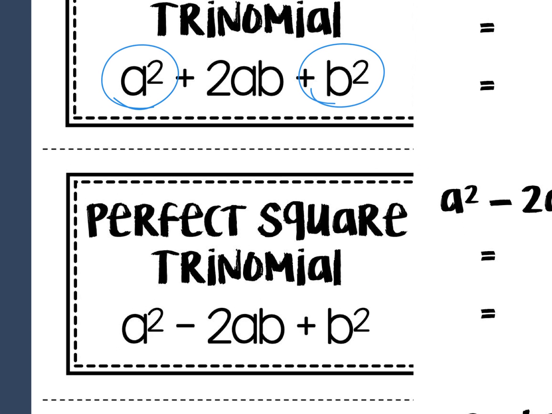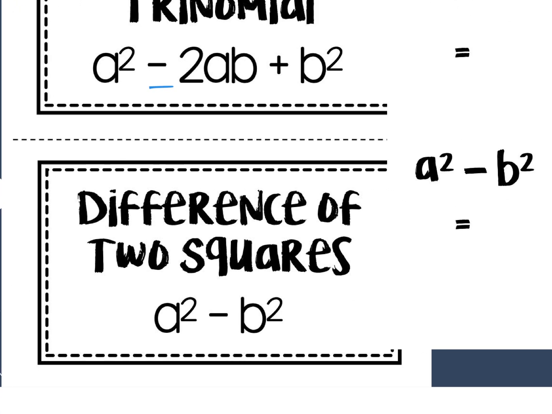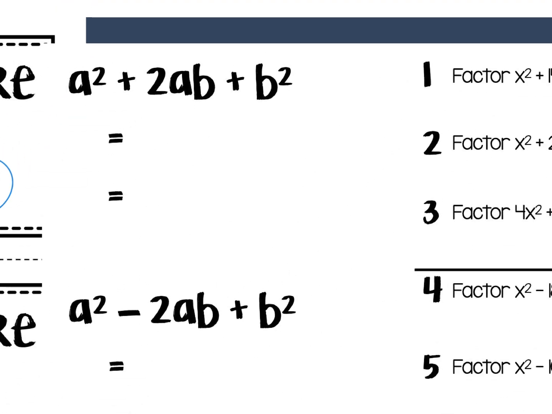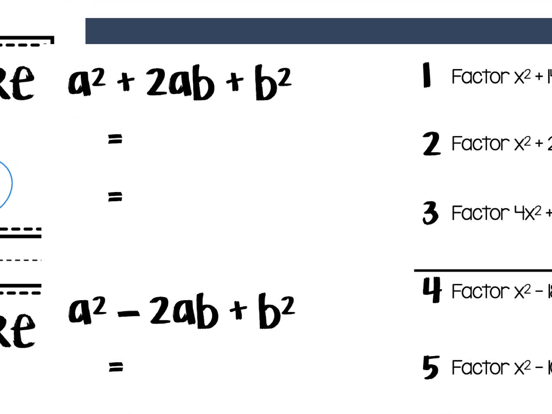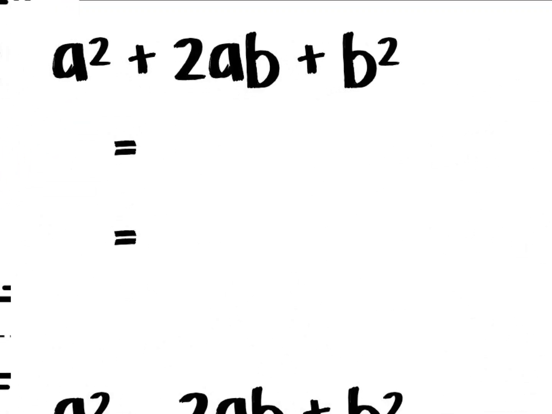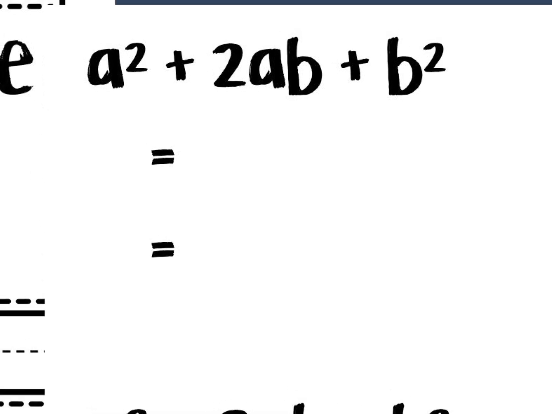We have one where we have a plus in the middle for b and a minus in the middle for b. And then we're also going to talk about a difference of two squares, which, if you notice, does not have a middle. So this is what we're going to practice today. If you'll open up your folding, we're going to talk about that pattern first.